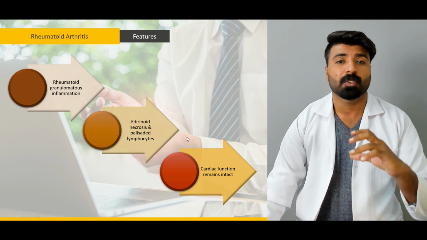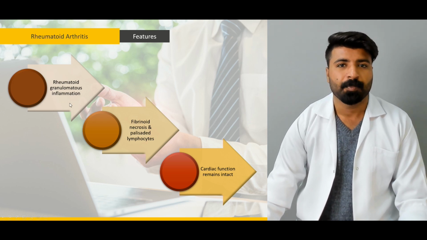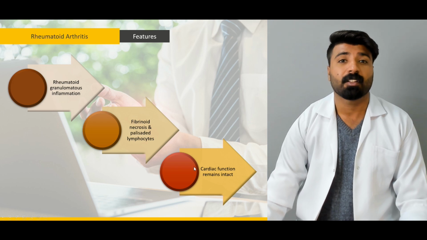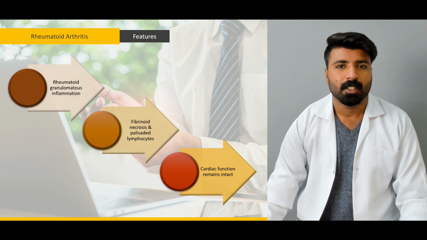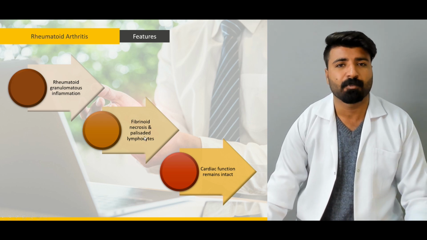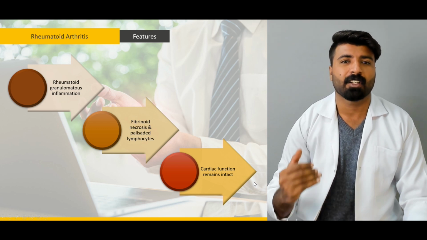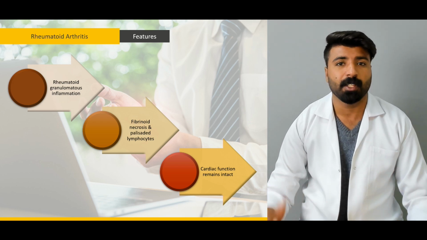effect. This will lead to cardiac effect, but cardiac function remains intact in all of this pathology. Yes, it goes on and affects the heart, but the extent of its damage is not that much. All it does is that this granuloma formation that happened in rheumatoid arthritis will lead to fibrinoid necrosis of that place and palisaded lymphocytes, but it won't affect the heart that much. It won't affect the heart in its working capacity. The heart will be working properly. The heart functions will be intact.